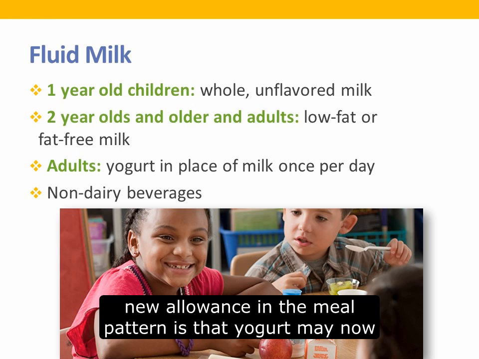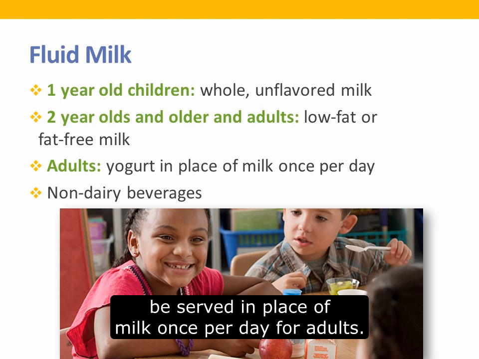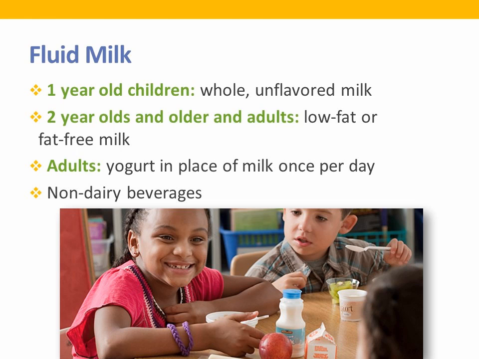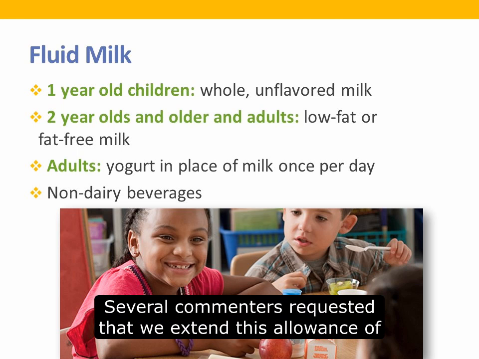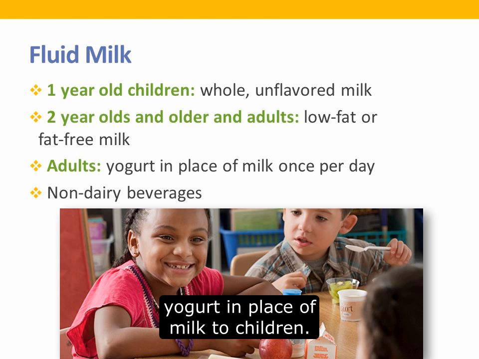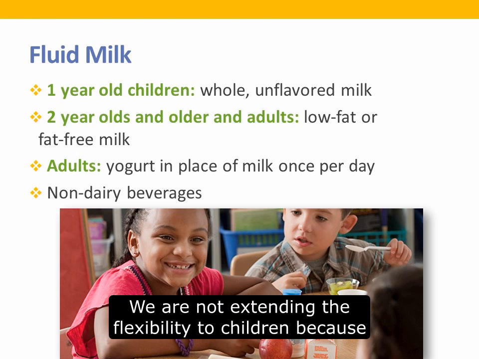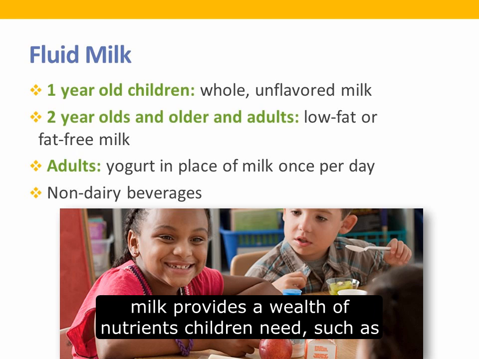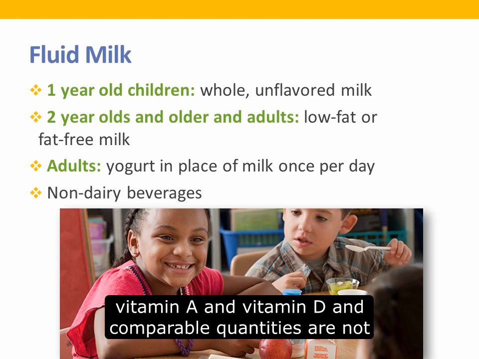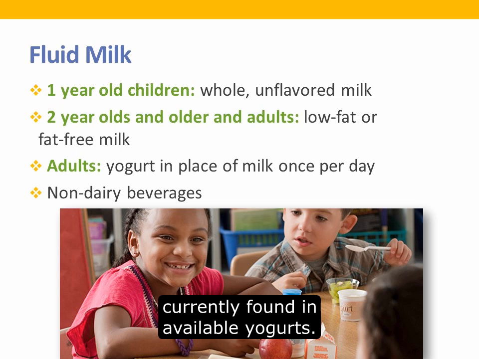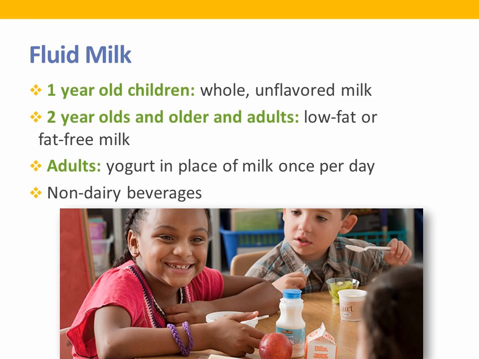And a new allowance in the meal patterns is that yogurt may now be served in place of milk once per day for adults. Several commenters requested that we extend this allowance of yogurt in place of milk to children. We are not extending the flexibility to children because milk provides a wealth of nutrients children need, such as vitamin A and vitamin D. And comparable quantities are not currently found in available yogurts.